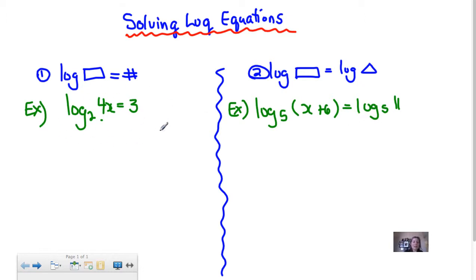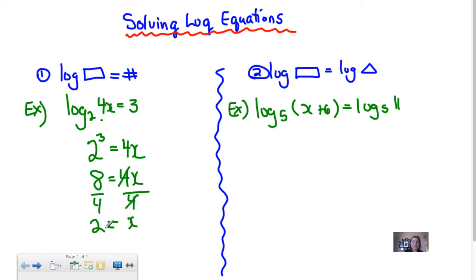So one way that you can solve this one over here is you can rearrange it into exponential form. And in exponential form, the base is going to stay the same. Then the exponent moves up here on the base, and then the argument becomes the answer. So that's just rearranging from log form to exponential form. And then we can just simplify. We know that 2 cubed is equal to 8, and that's equal to 4x. Divide both sides by 4, and of course, you get x is equal to 2.